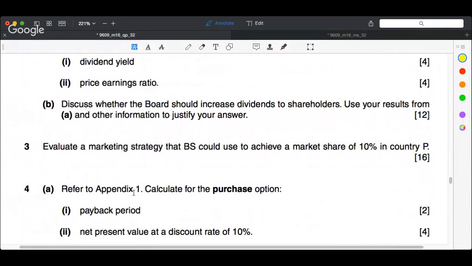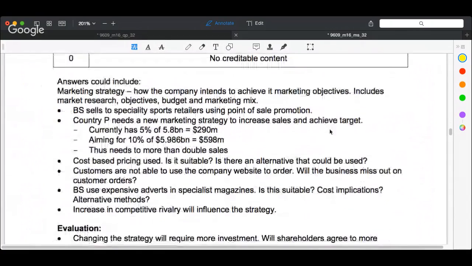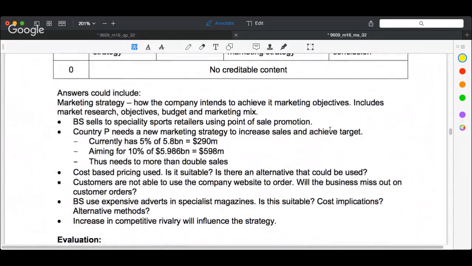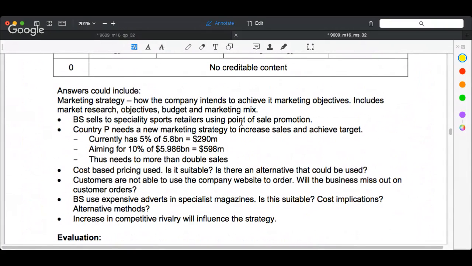I didn't quite understand in here why they have their point of sale with their retailers. What do you say? Yeah, I don't get that either. They sell to specialty sports retailers using point of sale promotion. Yeah, I didn't quite understand. I thought point of sale is when the customer buys it. So did you understand what they meant by that, Annabelle?